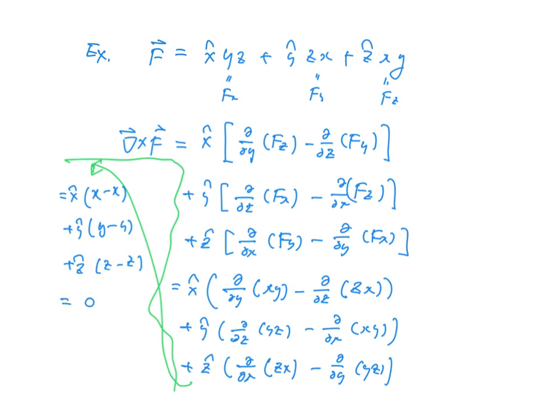But it's not always 0. I don't want you to misunderstand that the curl of F is always 0. So let's try to find out what is not. Maybe another example. What's the previous example? Yz, Zx, Xy. Something familiar?